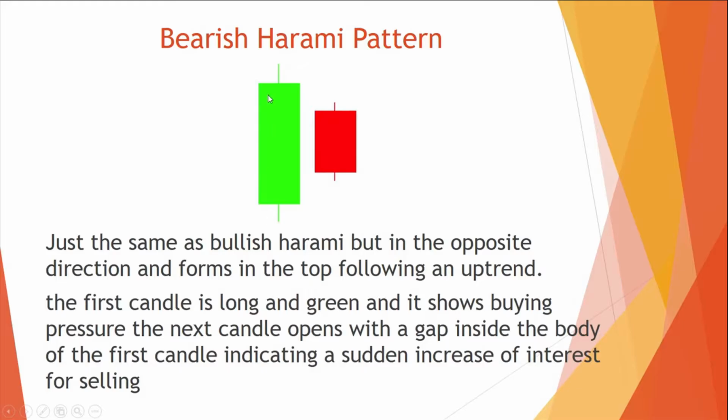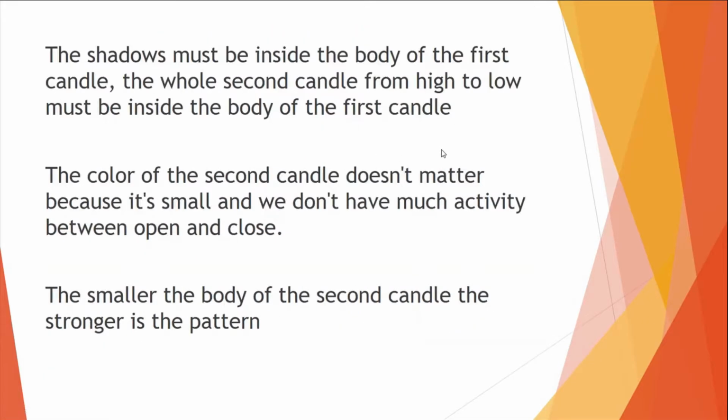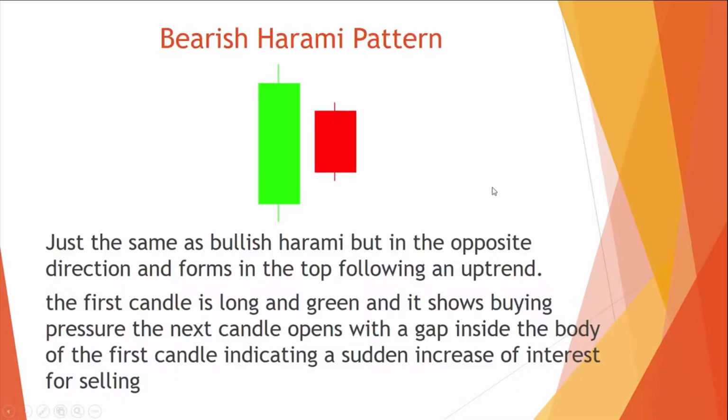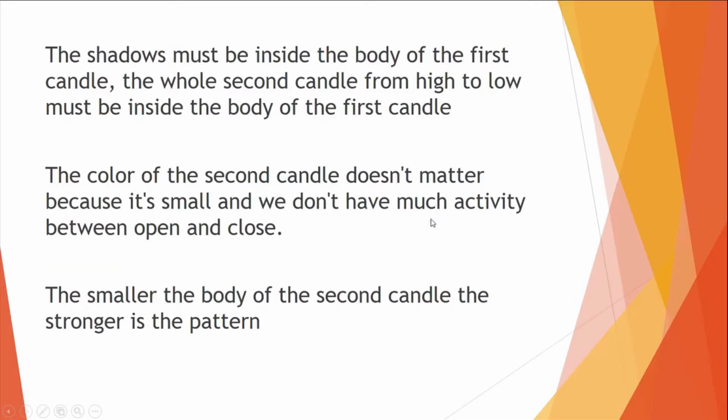So this one was on a bullish trend, and then there was a sudden change to a bearish trend here, which is a sudden increase of interest in selling. The shadows must be inside the body of the first candle. The whole second candle from high to low must be inside the body of the first candle. This one here, from high to low, everything must be inside the body of the first candle. The color of the second candle doesn't matter because it's small and we don't have much activity between the open and the close. The smaller the body of the second candle, the stronger the pattern.